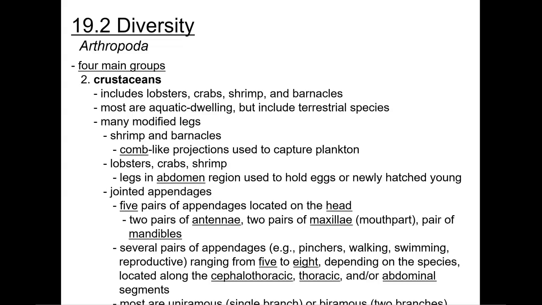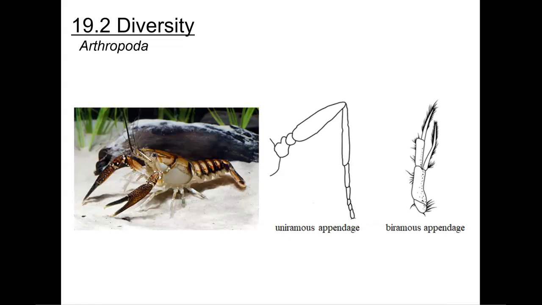2 pairs of antennae, 2 pairs of maxilla or mouth parts, and a pair of mandibles. Several pairs of appendages, like pinchers, walking, and swimming legs and reproductive organs, are going to range from 5 to 8, depending on the species, located along the cephalothoracic, thoracic, and abdominal segments. Most are going to be what we refer to as uniramous. These are single branch, or biramous, which are going to be two branch. So looking here, we see our uniramous appendage. And the second one is going to be the biramous appendage. Remember, bi means two, so it has two parts.